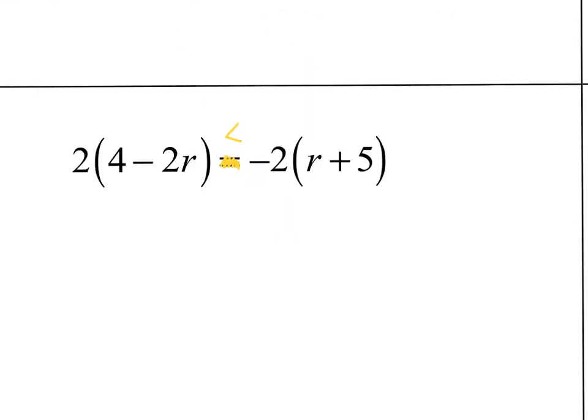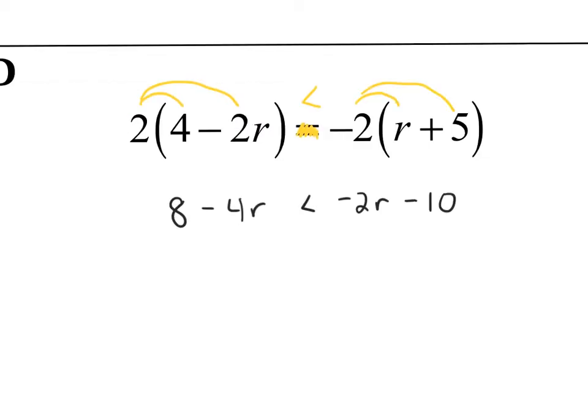So we have this. One thing to note is that I have r's, my variables, on both sides. I am going to distribute on the left side. I'm going to distribute the positive 2 to get 8 minus 4r. My symbol stays the same. On the right side, I'm going to distribute the negative 2. So negative 2r minus 10.